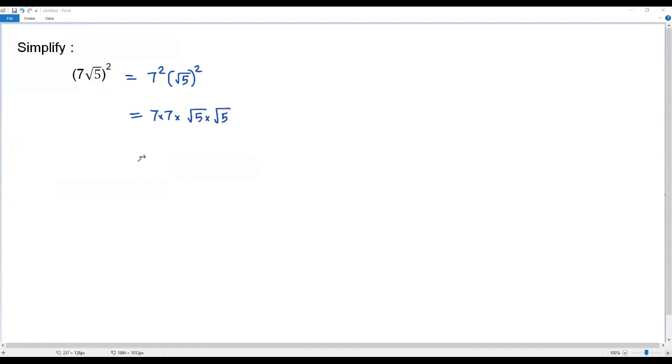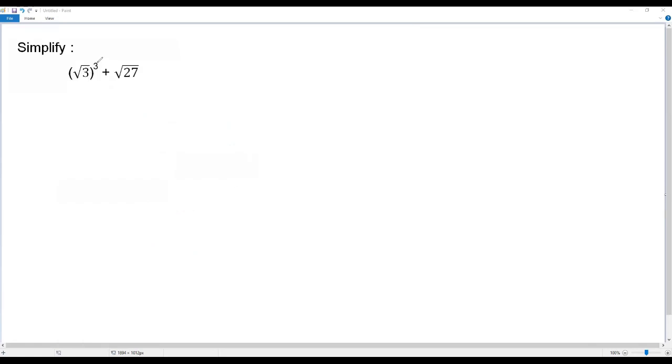Okay, 7 times 7 is 49 times, as I said earlier, whenever we multiply two square roots, we can take the square root in common and multiply the numbers inside the square root. Then we have 5 times 5. Okay, here 49 times, for every two same numbers multiplied inside the square root, one number can be taken out of the square root. So for these two 5's, one 5 can be taken out. Okay, when I multiply 49 and 5, I am getting 245. So the simplification of the given expression is 245. Okay, let's do one more.